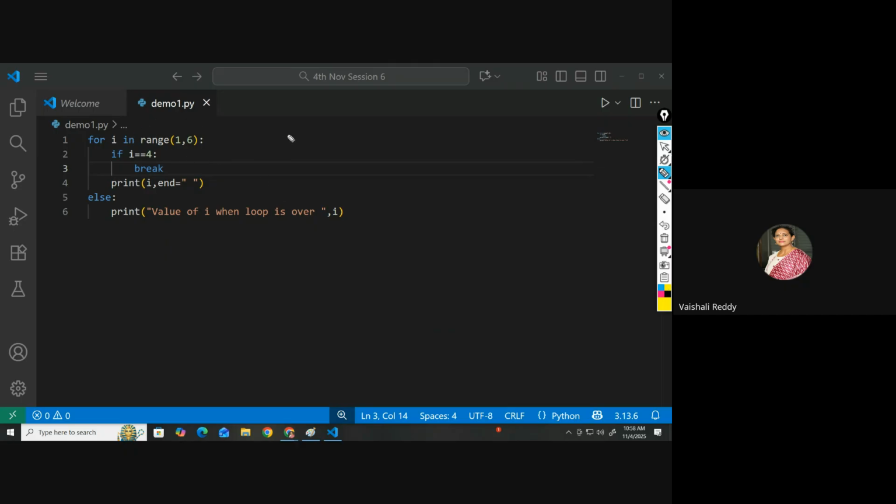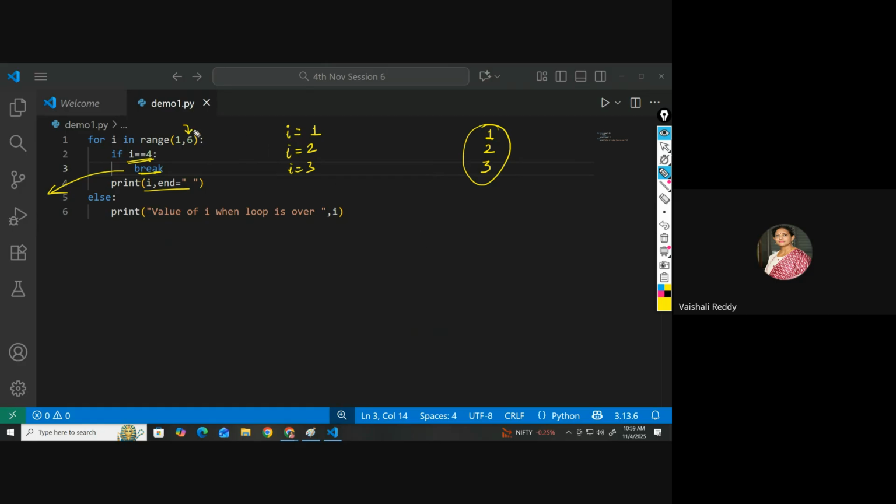Right now, i value is 1. Is it equal to 4? No. So it will print this value, so I will get this 1. Then i value will become 2. Is it equal to 4? No. Print it. i value will become 3. Is it equal to 4? No. Print it. The moment i value becomes 4, what is happening? Break. Break means break out of the loop. So will 4 be printed now? Will it print 4? No. So the loop is stopped. So this is the output I will get.